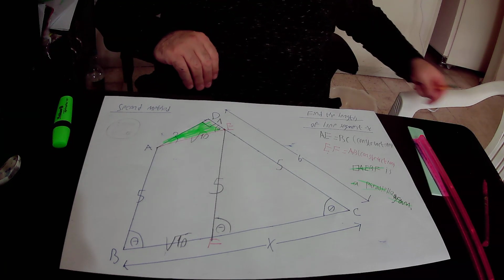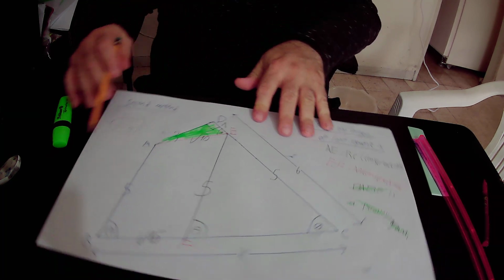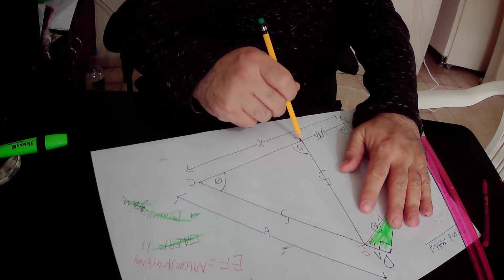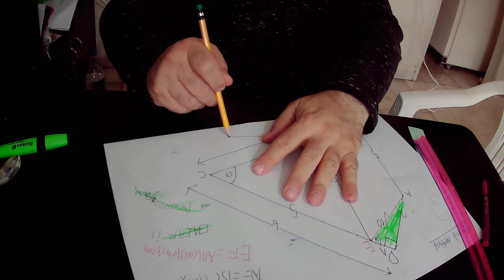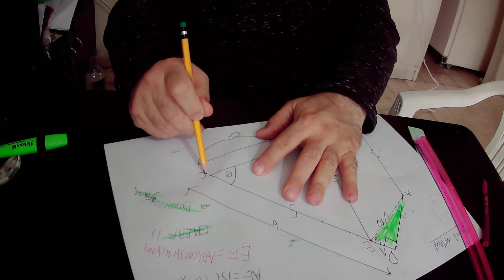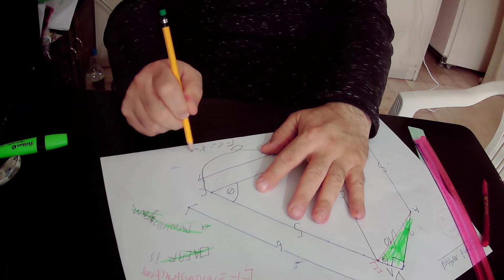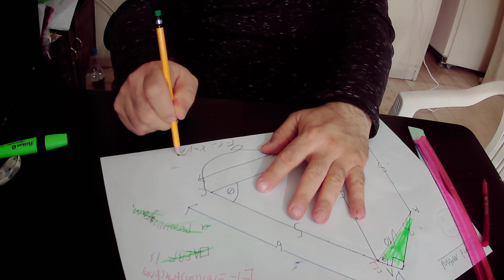So here we can write that side FC equals X minus square root of 10 units.